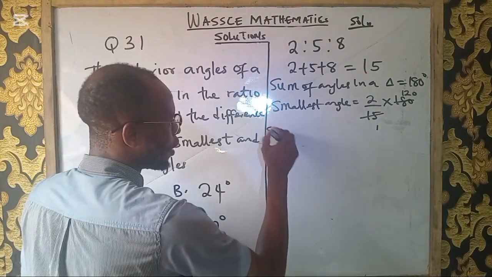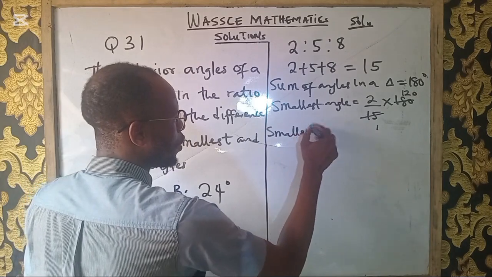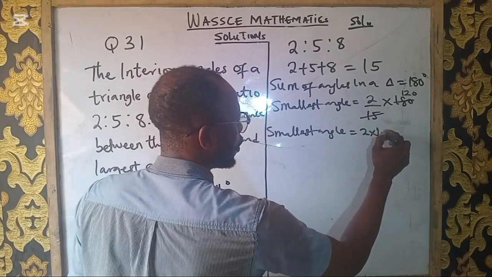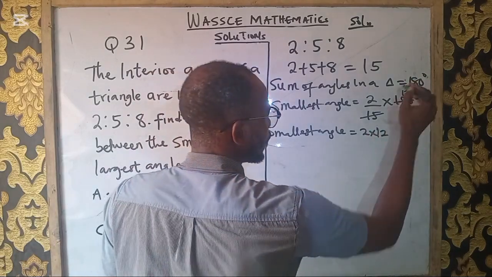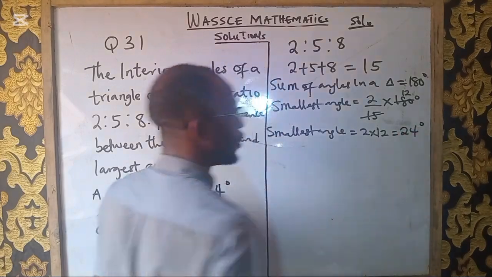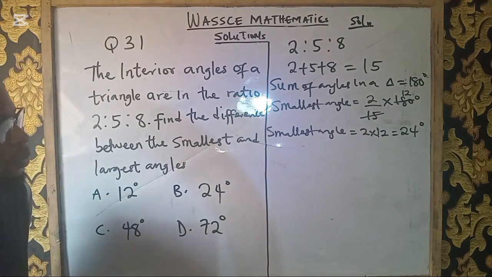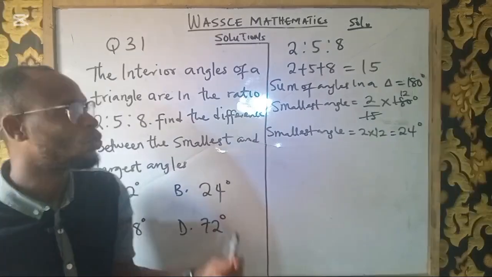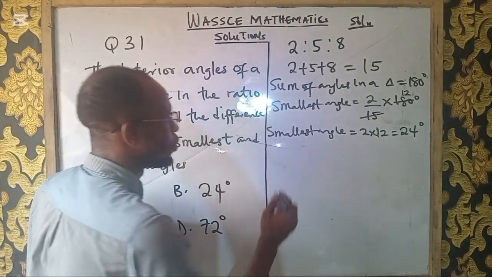So when you multiply that, smallest angle will be equal to 2 times 12. This is a ratio here, don't confuse it with 0. So that's a ratio. 2 times 12 will give us 24 degrees. We have gotten the smallest angle. So we go to ratio 8, because that's the largest angle. So let's get that out.